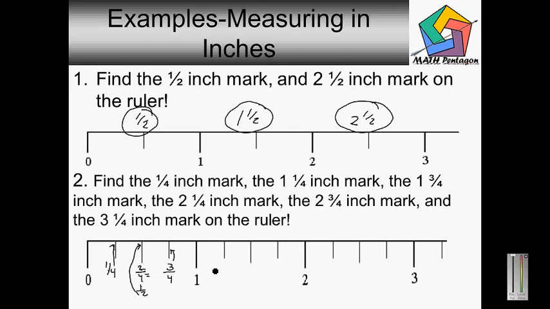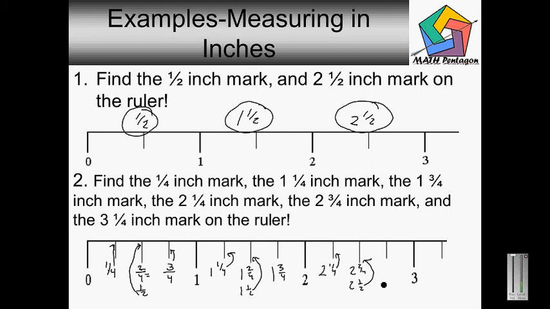And once again, this will be 1 and 1/4, 1 and 2/4. But remember, you got to reduce the 2/4 to a half, so 1.5. And then the next one is 1 and 3/4, and then it's 2. Then you do it again, it's 2 and 1/4, 2 and 2/4. Remember to reduce the 2/4 to a half, so it's 2.5.